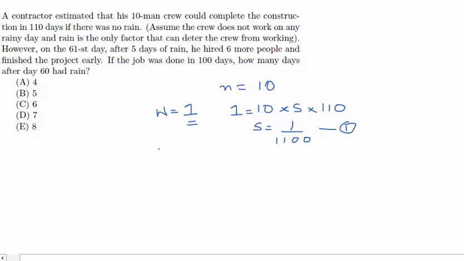Okay. Now it says, however, on the 61st day after 5 days of rain. So how many days without rain? 60 minus 5, that's 55. He hired 6 more people, that is after 60, on the 61st day. So how much work was completed up to 55 days? So there were 10 people working at the speed of 1 by 1100, working for 55 days.